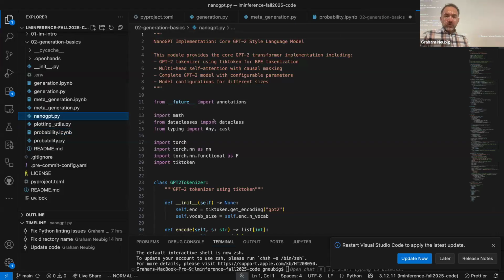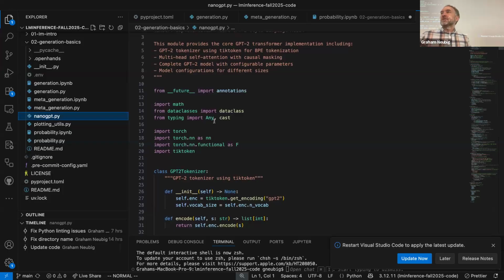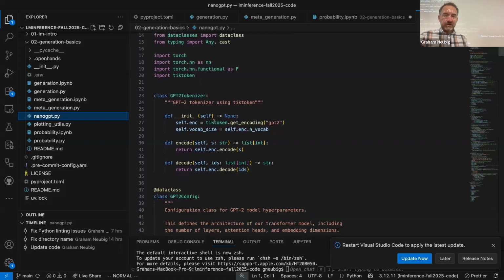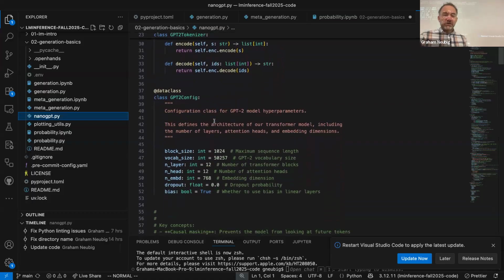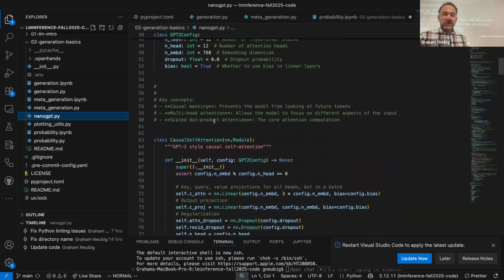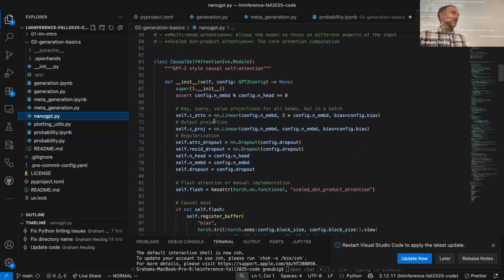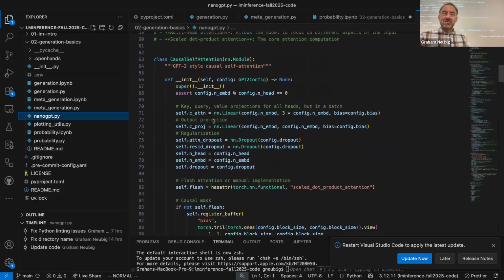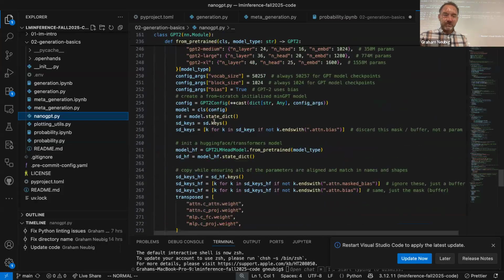I actually don't know if I'll really go through this. I'm assuming everybody has taken NLP or deep learning or something, so this is just a transformer model. The nice thing about this transformer model is that it's very, very simple. There's about 2,000 lines of code in the Hugging Face Transformers implementation of GPT-2, and this one has a couple hundred.